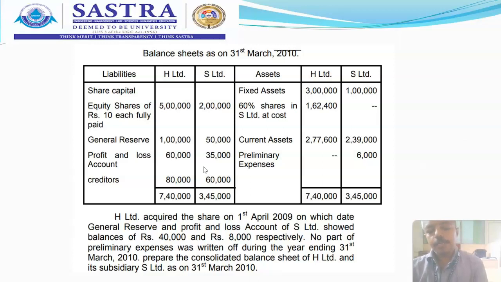So now, if we add all these three: paid up value of 40% of shares in S Limited, 80,000; 40% capital profit, rupees 16,800; and 40% revenue profit, rupees 11,800. The total now is called minority interest.